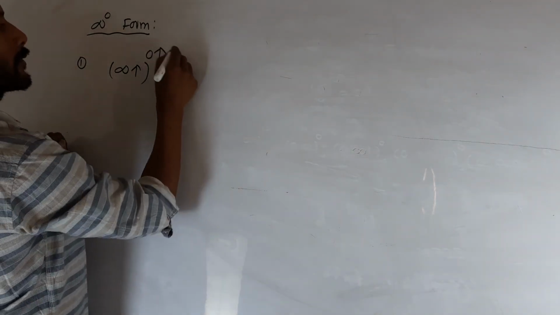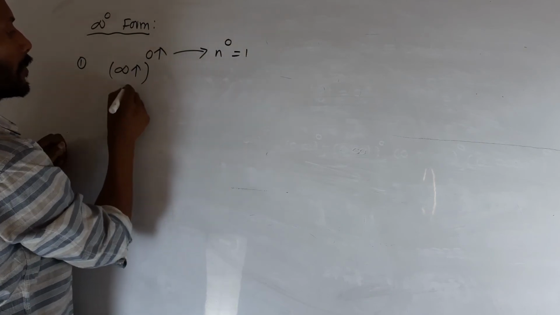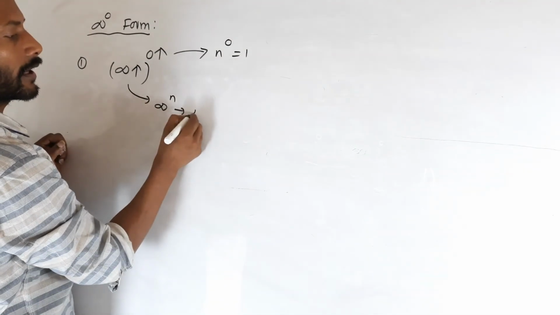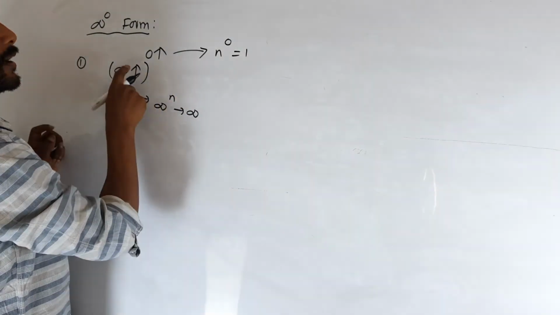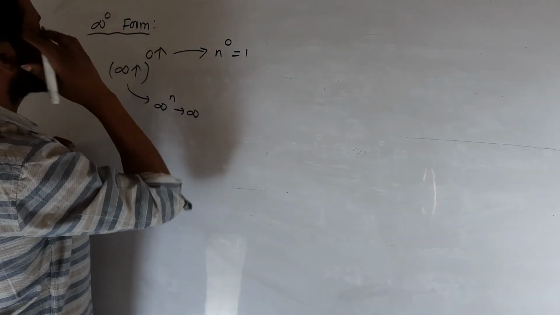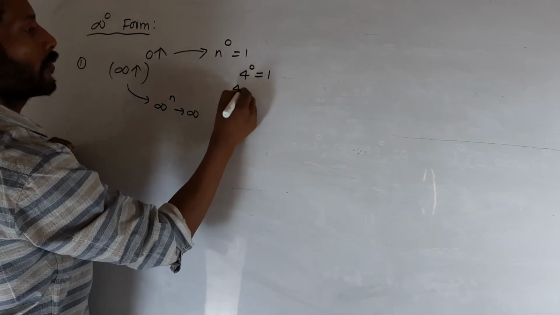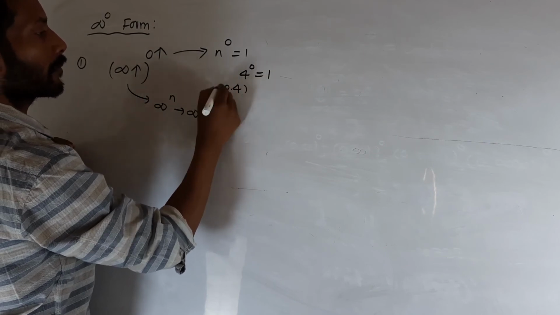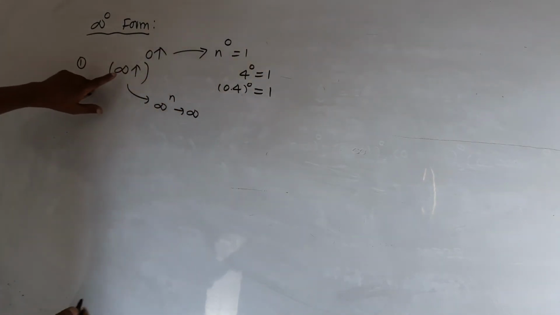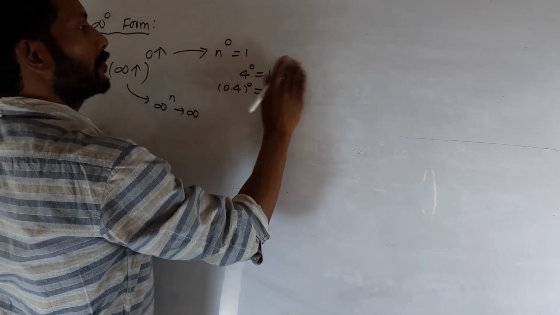Suppose the power value is exactly 0: any number power 0 is 1. But if the base approaches infinity, infinity power anything is infinity. Anything power 0 is 1. It is also a contradiction. For example, 4 power 0 is 1, 4.04 power 0 is also 1. Anything power 0 is 1, but infinity power anything is infinity. It is a contradiction, so it is indeterminate form.